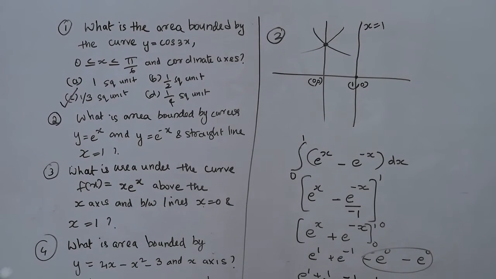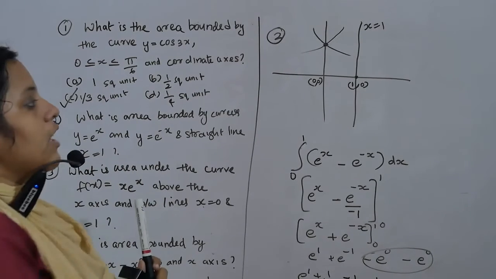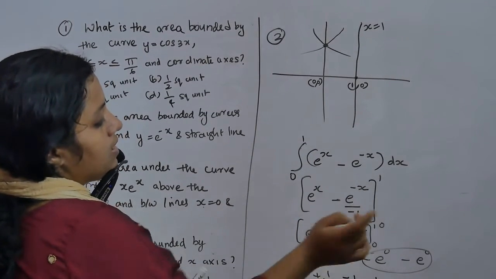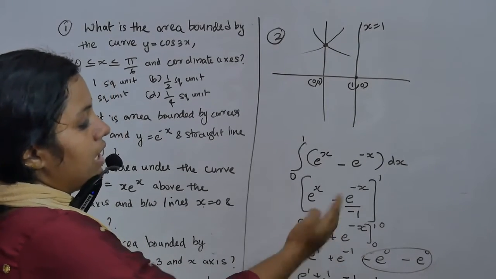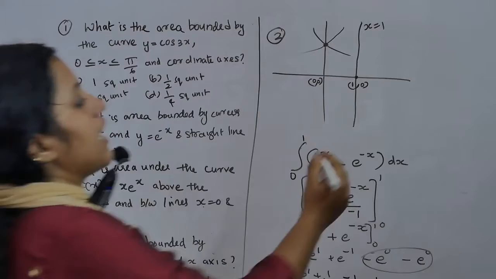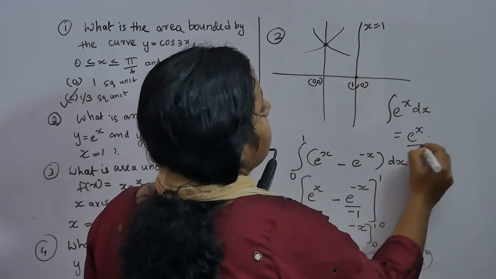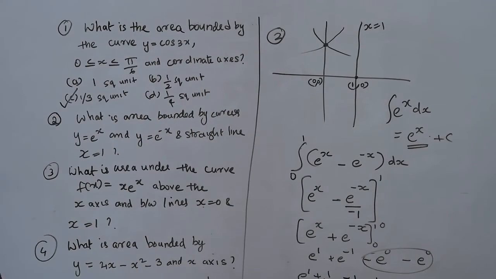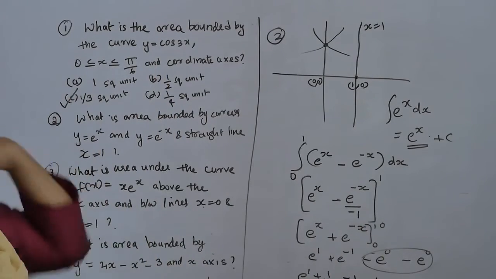What we need to do is just find the limits. For that I solved e raised to x and e raised to minus x, and then I got 0 to 1. Then I am writing e raised to x, e raised to minus x by minus 1. What is the integration of e raised to x dx? It is e raised to x plus c. When you integrate, you need to divide by the derivative of the power, so minus 1.